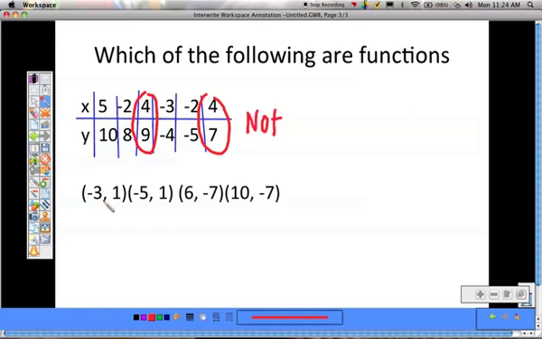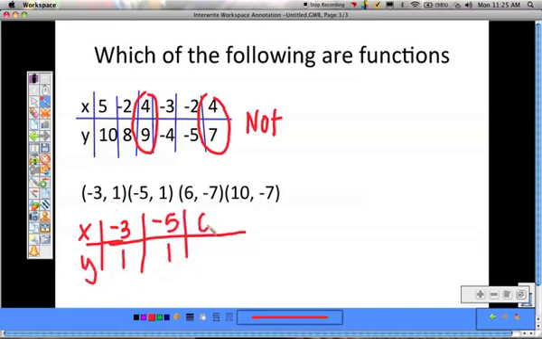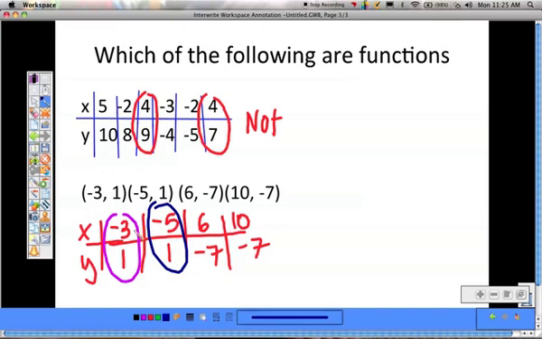Right here, if you want to make it into a table, you can. It might look something like this. X, Y. So when I plug in a -3, I get a 1. When I plug in a -5, I get a 1. When I plug in a 6, I get a -7. When I plug in a 10, I get a -7. And at first you might think this is not a function because of repeating y values, but that's okay. Every time I put in a -3, I should get a 1. Every time I put a -5 in, I should get a 1. And that's okay because for every x value there's only one y value.